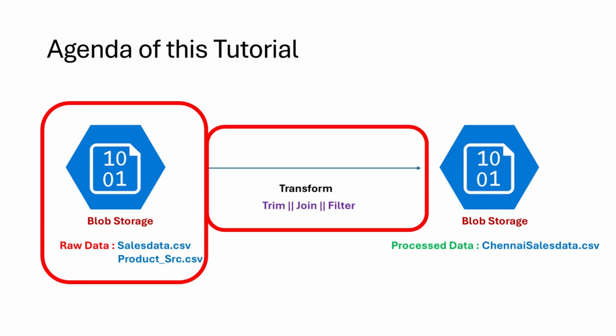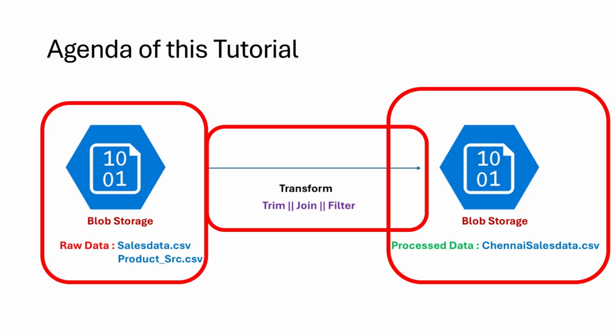The sales data file contains a product column. The product data file includes additional attributes, such as parent brand. Our objective is to bring the parent brand information into the sales data using a join transformation. Additionally, the sales data contains location details like Chennai, Bangalore, and others. We'll use a filter transformation to extract only Chennai sales data along with the parent brand. After applying these transformations, we will store the processed data in another storage blob as a refined output file.